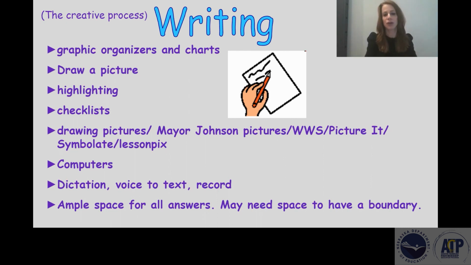Using a computer, dictation again, remember dictation, voice to text, recording your answer. And I always like to say ample space. I know sometimes when a student sees their space that they need to write the answer, it might be overwhelming. They think, I can't possibly put everything I want in that little space. So sometimes it can be one question and a bigger space, like one question per page even, or sometimes I highlight the area where the answer goes.